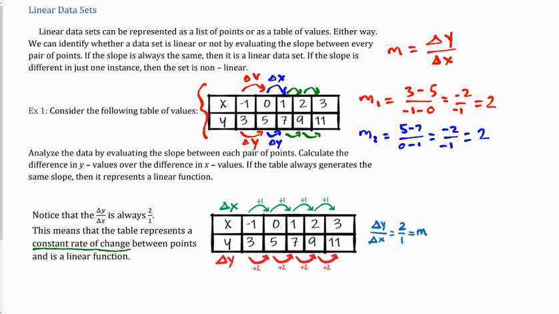Remember, constant rate of change means slope. And since the slopes are the same, they are constant, and there is no change in direction.